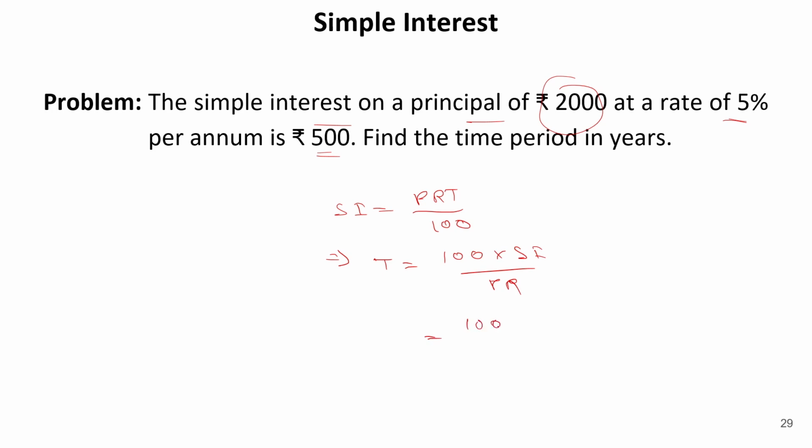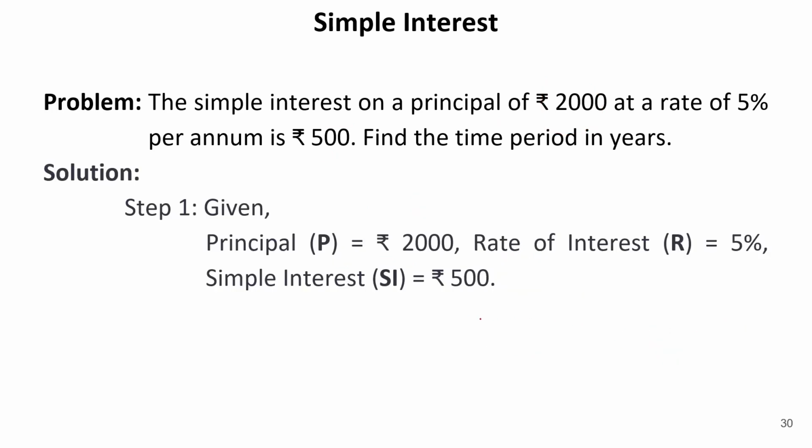So this is equal to 100 into 500 whole by P into R. So the principal amount was 2000, right? Into, and the interest rate is 5%, right? So this is equal to what? So this will be 100, right? So let's cancel 3 zeros from the numerator and denominator. So it will be 10 by 2 is equal to 5. Okay. So principal amount is 2000 rupees, rate of interest is 5% and simple interest is 500.